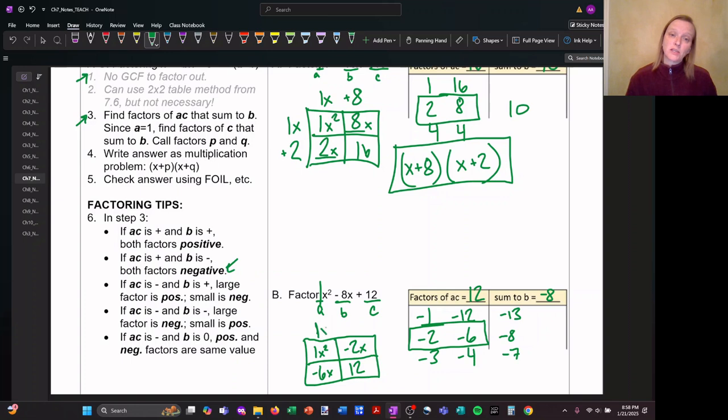In order to get 1x squared, I must have a 1x on the top and a 1x on the side. So notice the pattern we've kind of come up with so far, right? 1x on the top, 1x on the side. We're kind of always starting with 1x and 1x.